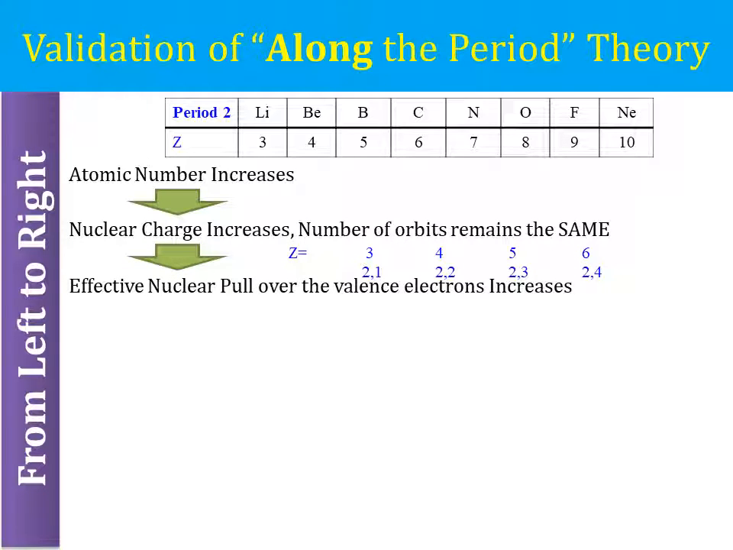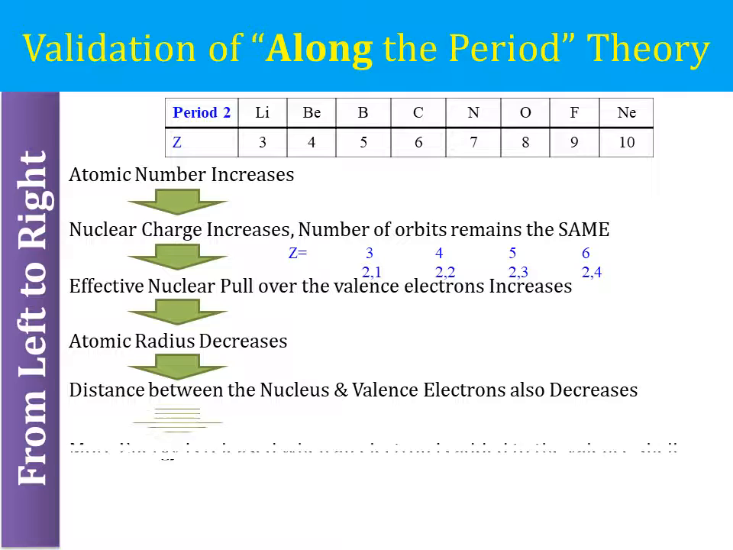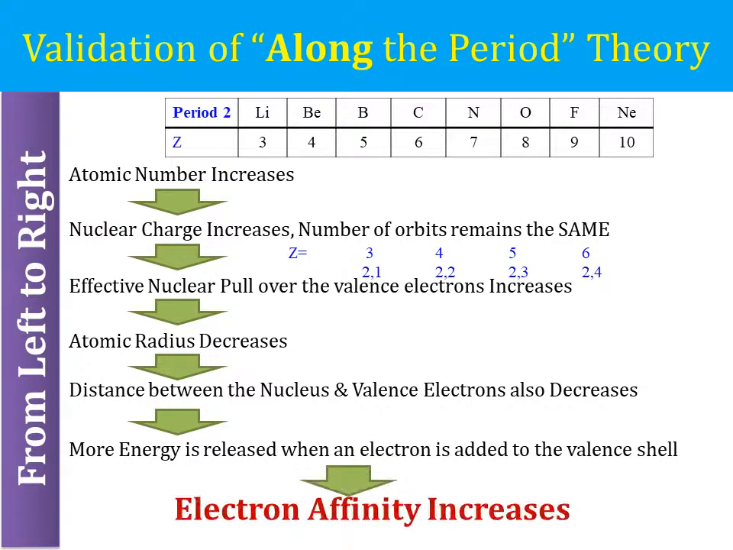And when the number of orbits remains the same, the effective nuclear pull on the valence electron increases, and that leads to the atomic radius decreasing. And if the atomic radius decreases, the distance between the nucleus and the valence electrons also decreases. And when that distance decreases, then more energy is released when an electron is added to the valence shell, because the effective nuclear pull is increased there. Strong forces are working, and thus electron affinity increases. So the conclusion: electron affinity increases from left to right of a period.